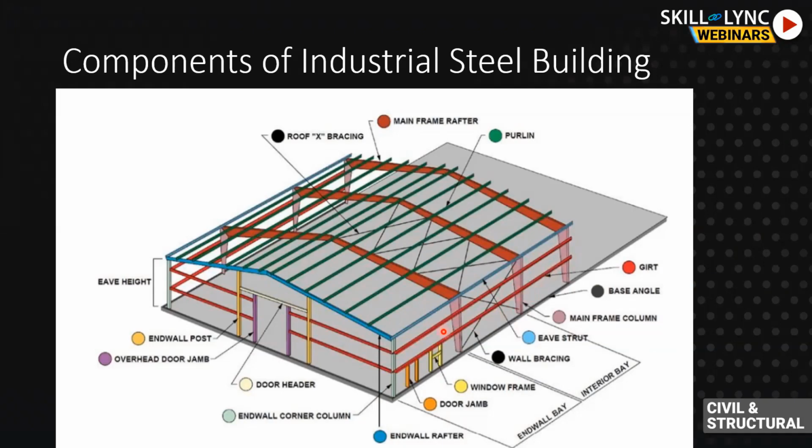Then these members are called girts because they support the wall sheets. They are just like the purlins, but on the walls. That's the only difference. Then the distance between the two intermediate columns is called the bay spacing. So this will be the interior bay, the end wall bay. So this is all about the components of industrial steel building.